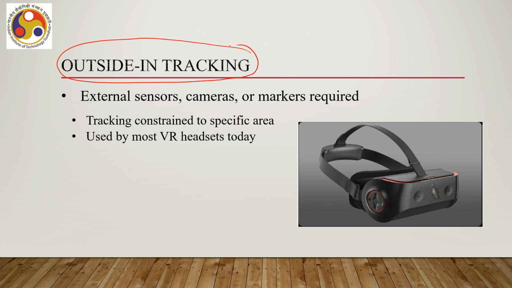So, in this case, the sensors or trackers are external to the device. It can be any sensor including camera, or there can be markers present in the environment. Now, tracking is constrained to a specific area where the sensors are placed, and this is used by most VR headsets today, where they make use of external sensors, which falls under the category of outside in tracking.